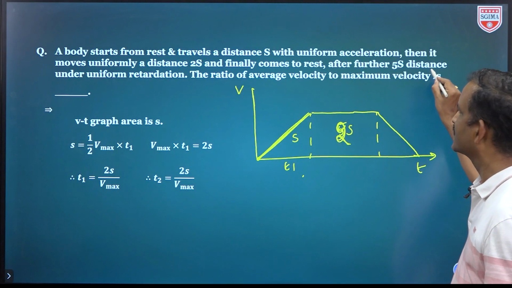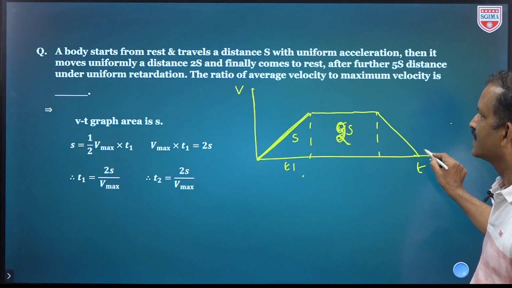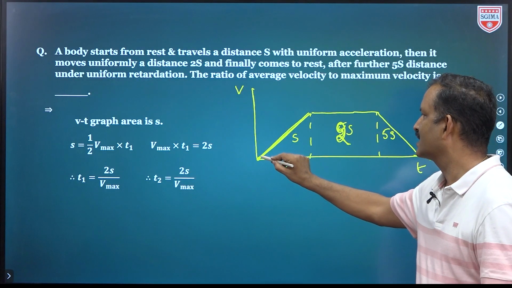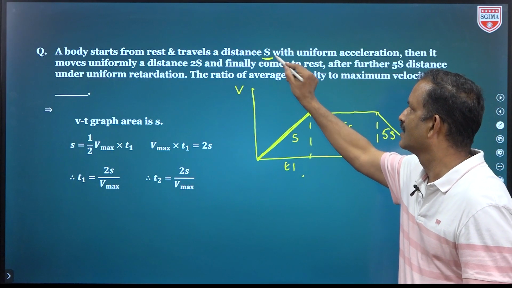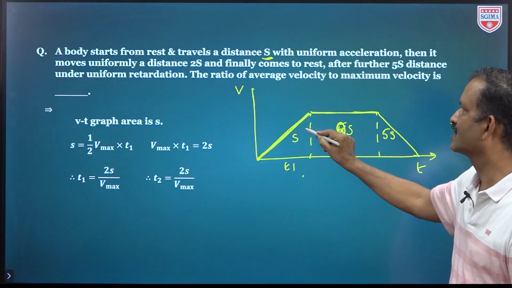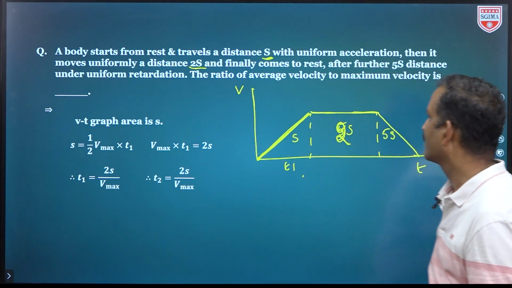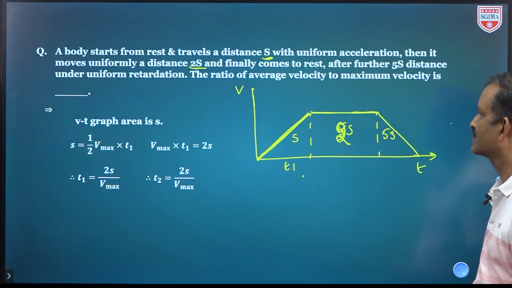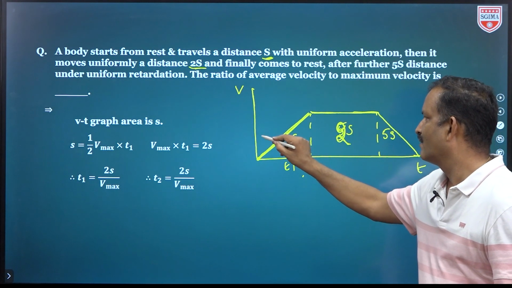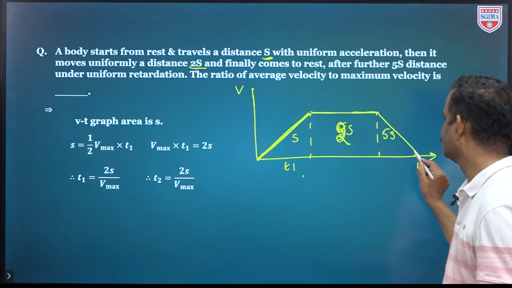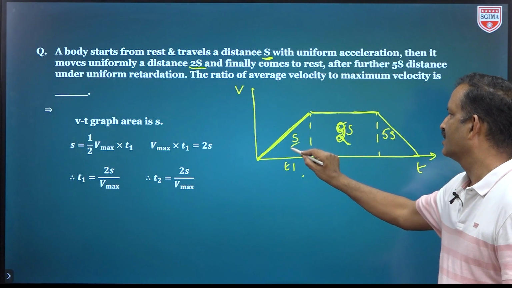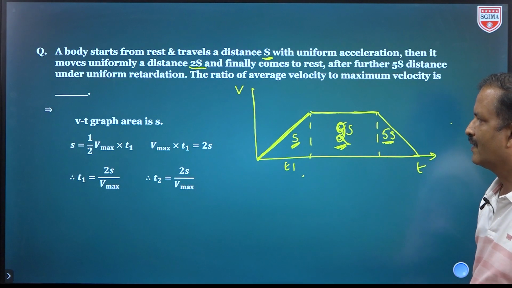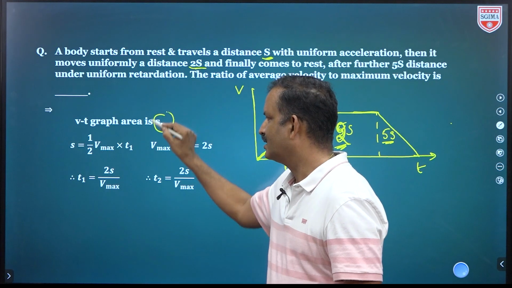And after further 5 seconds, distance under uniform retardation, this is 5s. First acceleration, s distance, then uniform velocity means velocity constant, 2s distance, and finally comes to rest after further 5s distance. That's why I am drawing the velocity time graph. This area gives displacement. So velocity time graph area is displacement.